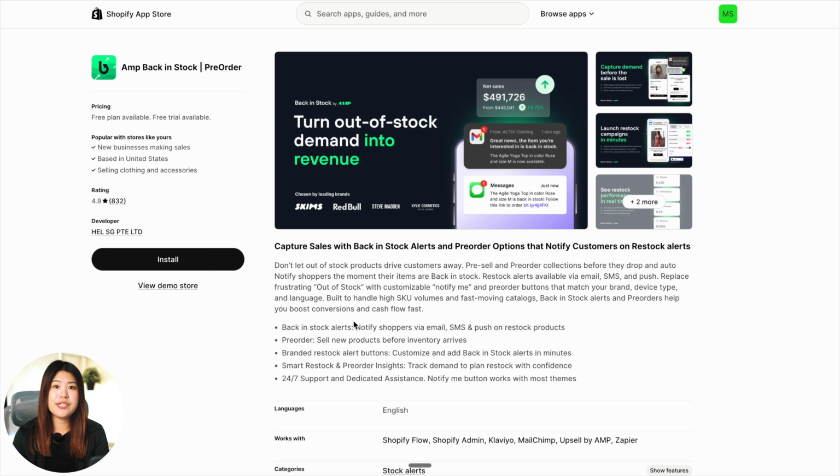Number 7 is back in stock alerts, and this is about capturing demand you already earned, because when something sells out, most stores just lose those customers. They leave and that intent is gone. But these are people who already wanted the product. They were ready. They just couldn't buy it in the moment. So instead of just losing them, this lets them raise their hand and say, tell me when it's back.